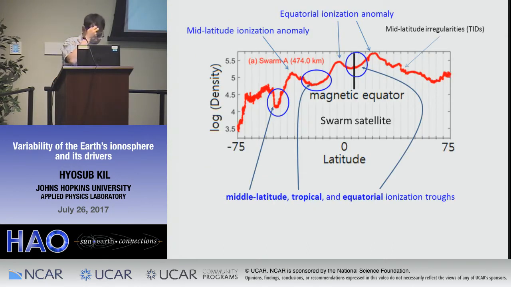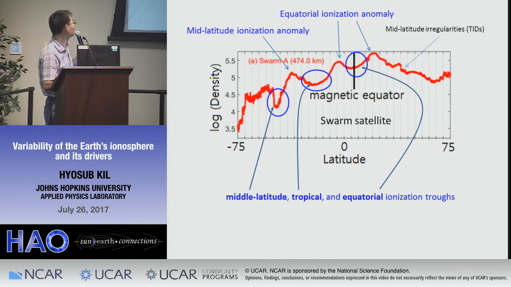That's something you can expect from the solar radiation, but the ionosphere is much more variable than you can predict with the solar radiation. This is the Swarm satellite observation at an altitude of 470 kilometers. This is the northern hemisphere and southern hemisphere. You can see the two peaks occurring in the equatorial region. We call that the equatorial ionization anomaly, and also a trough forms at the magnetic equator. So there is plasma density enhancement here and trough structure here.